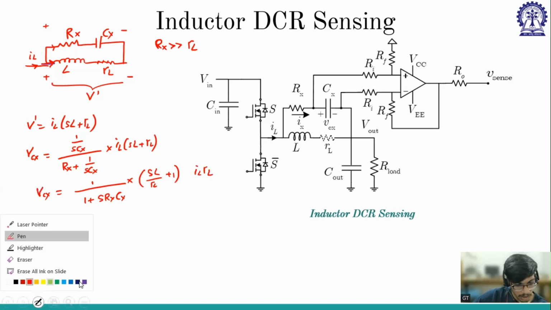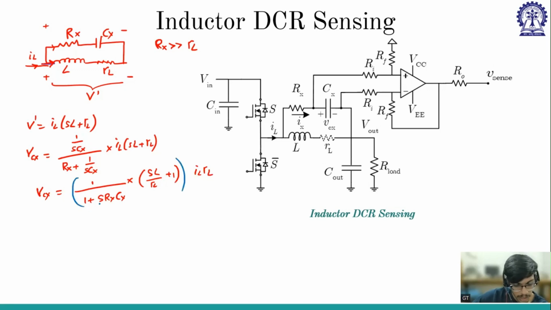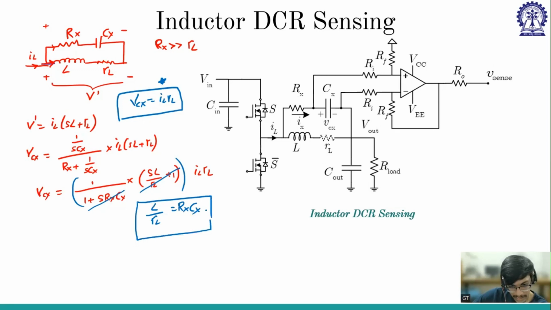So now one thing I would like to do, I would like to cancel this term. So I want this and this to be cancelled so that my VCX will be IL into RL. So I am getting my voltage as a scalar multiple of inductor current, which is my objective. So this will happen when these two get cancelled. So what is the condition? L by RL is equal to RX CX. So this is my condition. I have to choose Rx and Cx in such a way that it is equivalent to L by RL.